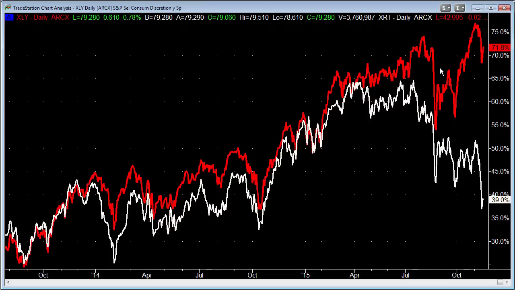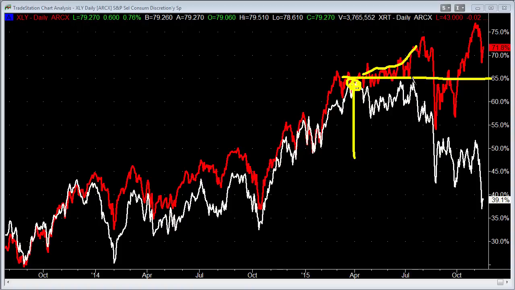All right. Now I think you can see what I mean. So here's XRT. This is a percentage change chart, so really all we're looking at is the relationship between the two. If we take the time period from about April of 2015, where they both peaked out together, and I'll just draw a line across here, you can see that at this point, the XLY continued to trend higher while XRT struggled to get to new highs.